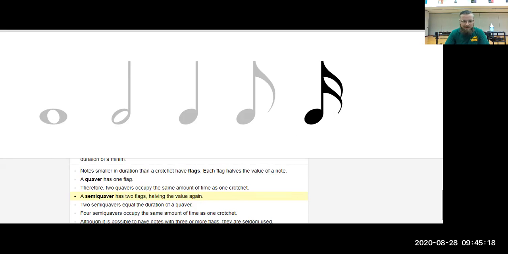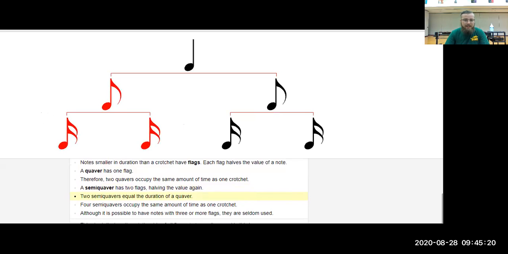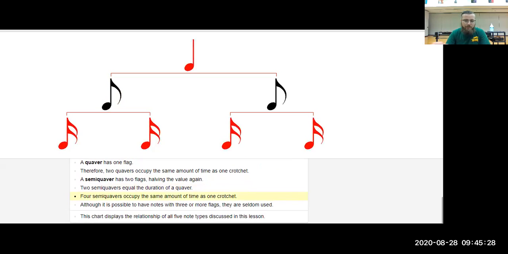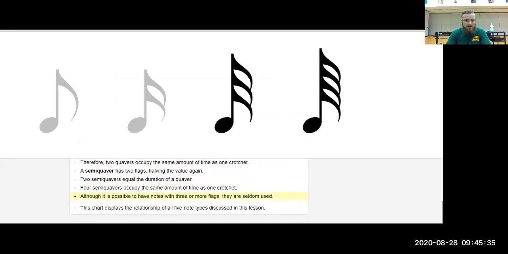All right, let's keep going. 2 16th notes equal the duration of an 8th note, and it's highlighted in red over there. You can check that out. 4 16th notes equal the same duration as a quarter note. Although it is possible to have notes with 3 or even more flags, they are seldom used, unless you're a percussionist. We do deal with 32nd notes quite a bit in percussion, but that's more for advanced stuff.